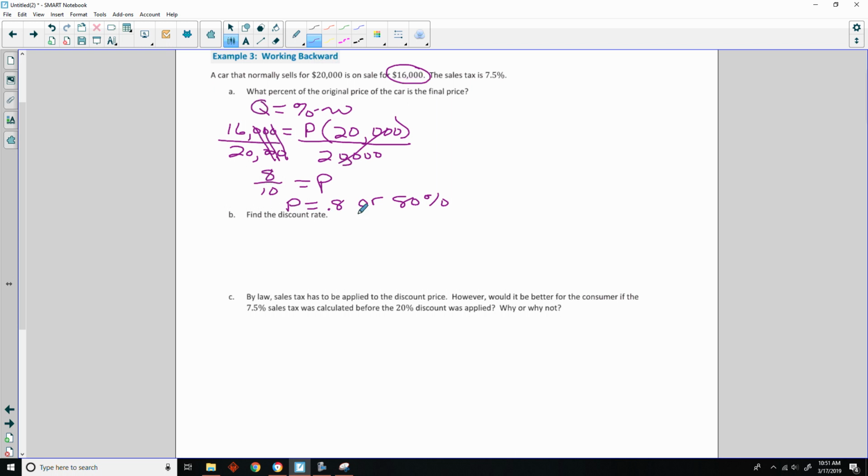B says find the discount rate. Well, all we have to do is take the original price 100%, subtract the 80% that they're paying, and the discount is 20%.